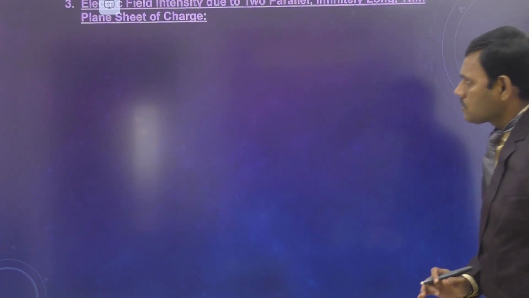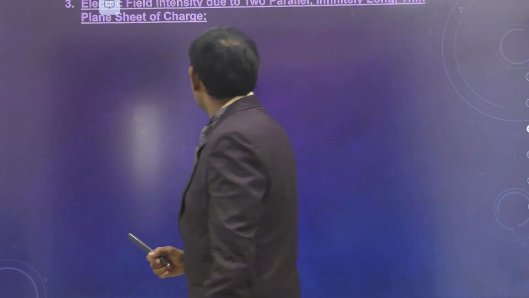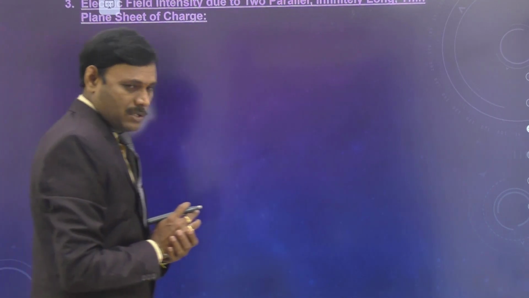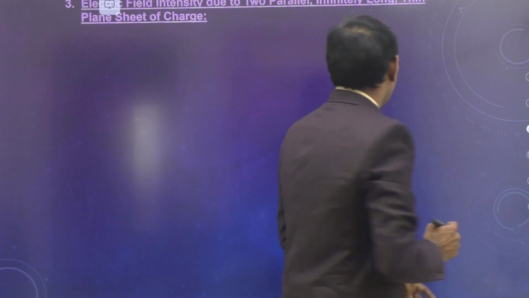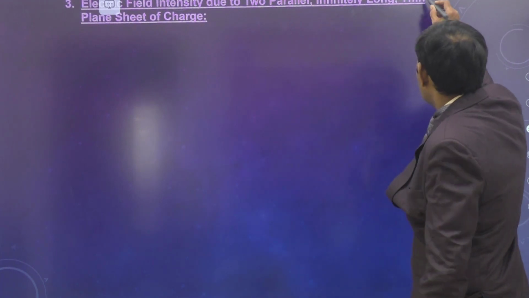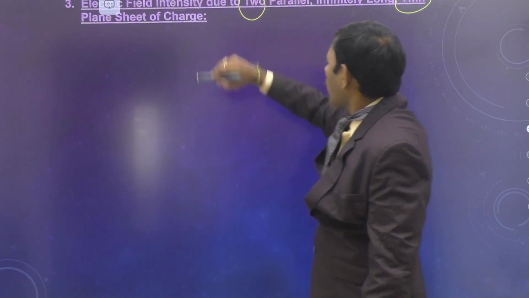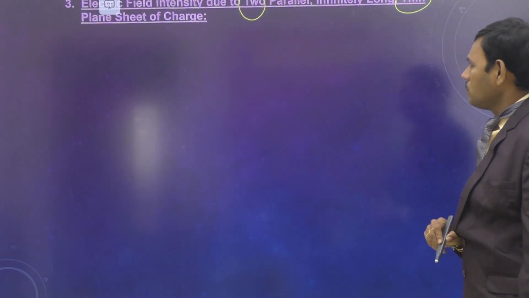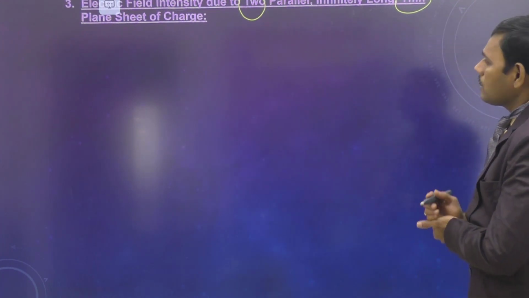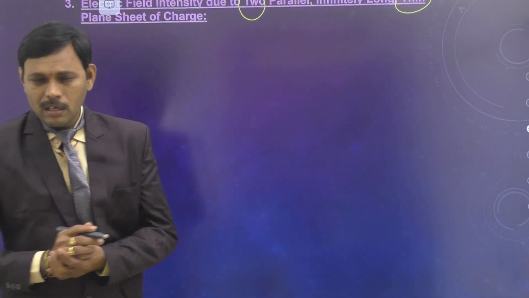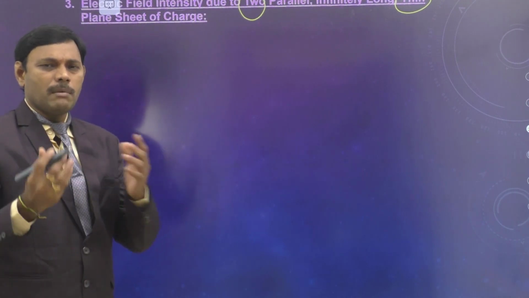We go to the next case: electric field intensity due to two parallel infinitely long thin plane sheets of charge. So far we discussed one thin sheet and one thick sheet, but here I am highlighting the points. This topic has been asked a number of times in the JEE Main examination.